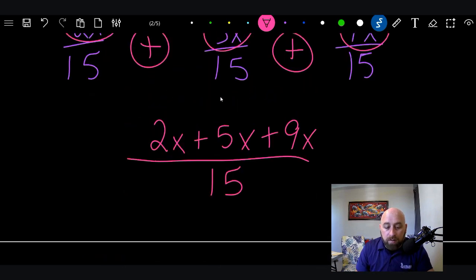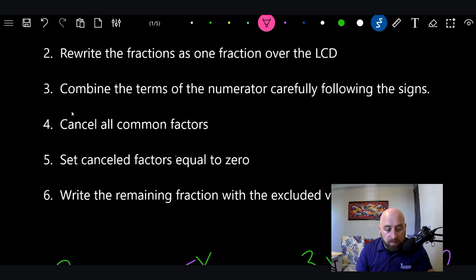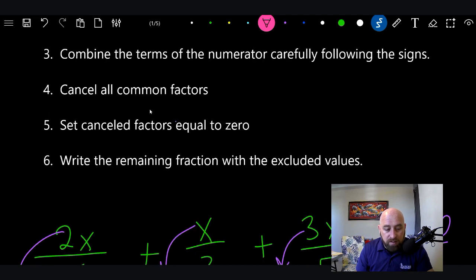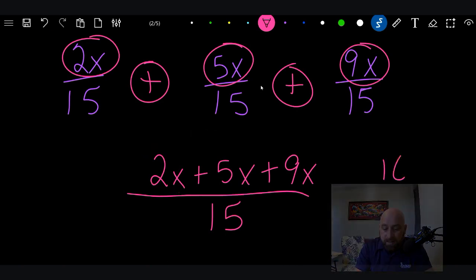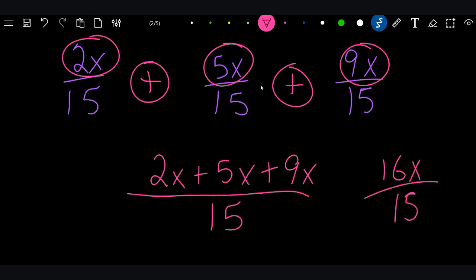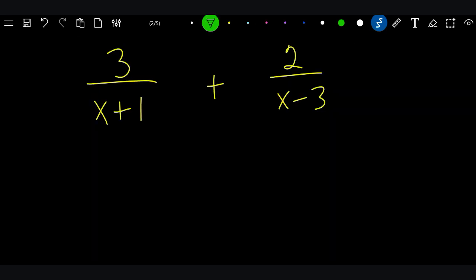And now what we want to do is combine those. We'll go up to our steps. Step number 3: combine the terms of the numerator, carefully following the signs. All right, so we just follow the signs here. 2 plus 5, 7, plus 9 is 16x over 15. We don't have anything canceling out in the denominator because we don't have any letters down there. So that is our answer, 16x over 15. Okay.